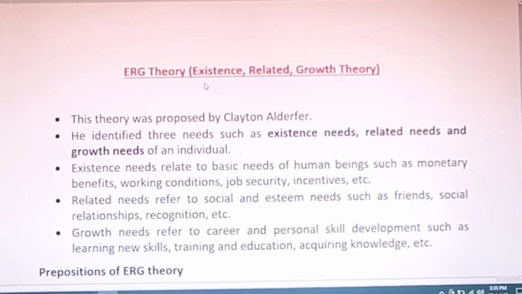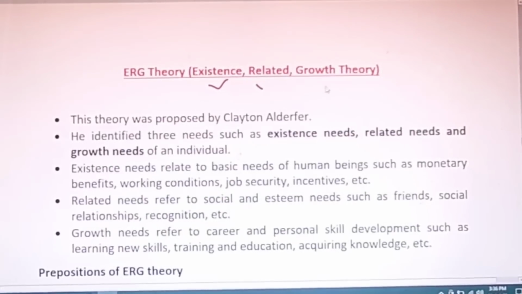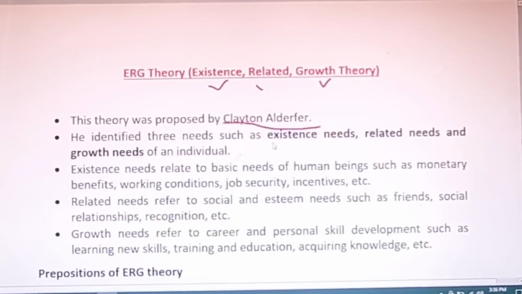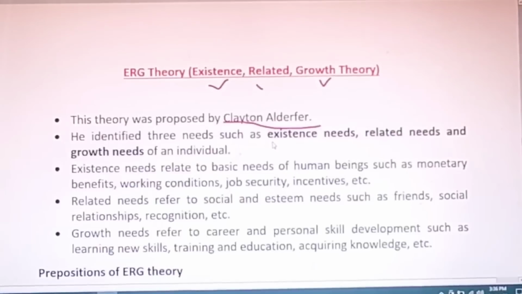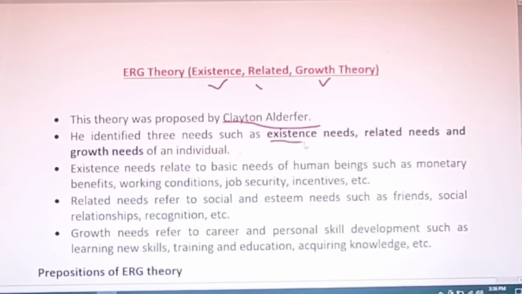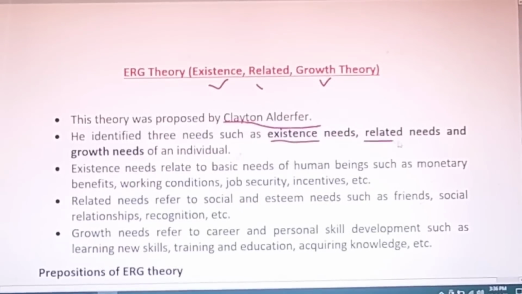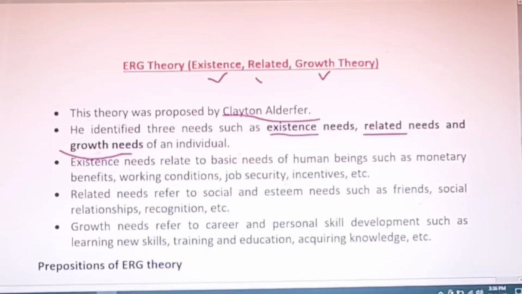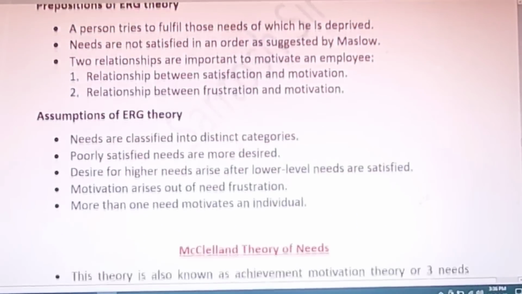Then we have ERG theory. ERG means existence, relatedness and growth. This theory was developed by Clayton Alderfer, and basically the man is motivated due to 3 factors. First, existence needs, then relatedness needs, and third, growth needs. So due to this the individual is motivated to work hard. Like this, then the main propositions of ERG assumptions.